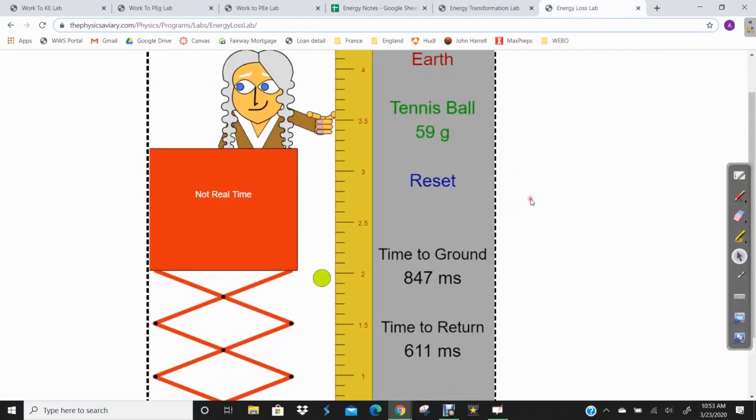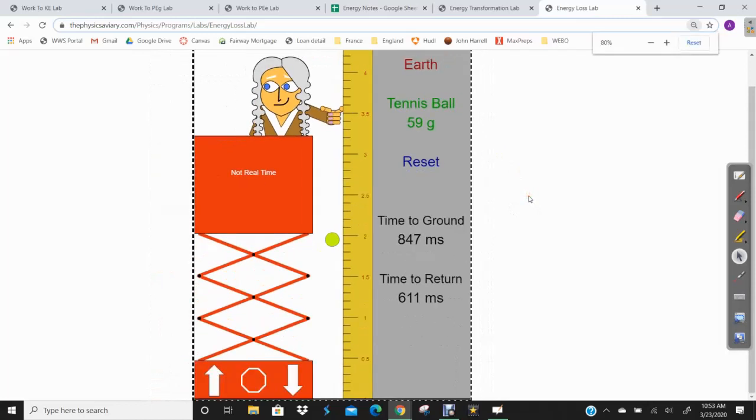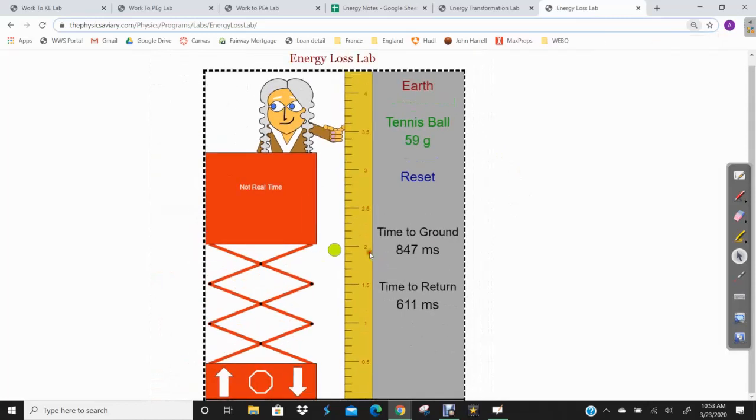So we could look at that here with this lab, which is just Isaac Newton dropping a ball here. Okay, so as he drops this ball, you can see it's speeding up, speeding up, speeding up. Well, it's gaining kinetic energy as that happens, right? And it's losing gravitational potential energy because it's being transferred into that kinetic energy.